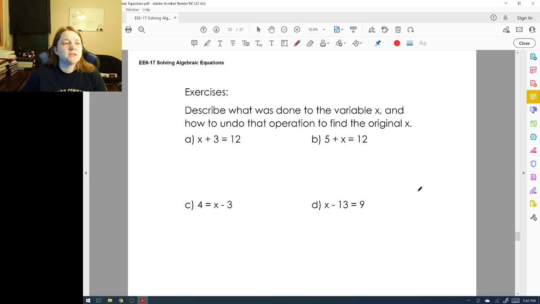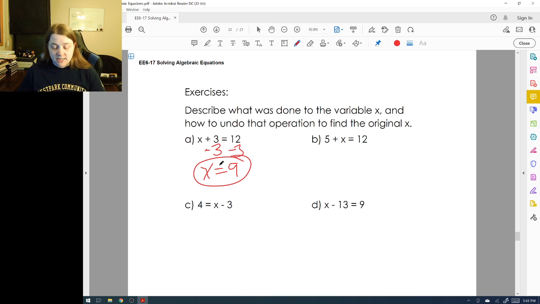And now they want us to describe what was done to the variable x and how to undo the operation to find the original x. So in letter A, we see x plus 3 equals 12. So I have x, which I don't know what it stands for, but I know that when I add 3, I get 12. So in order to figure out what the actual value of x is, I need to take those 3 away. And I have to do it to both sides to keep the equation balanced. Subtract 3 from both sides, and I see that x is equal to 9.